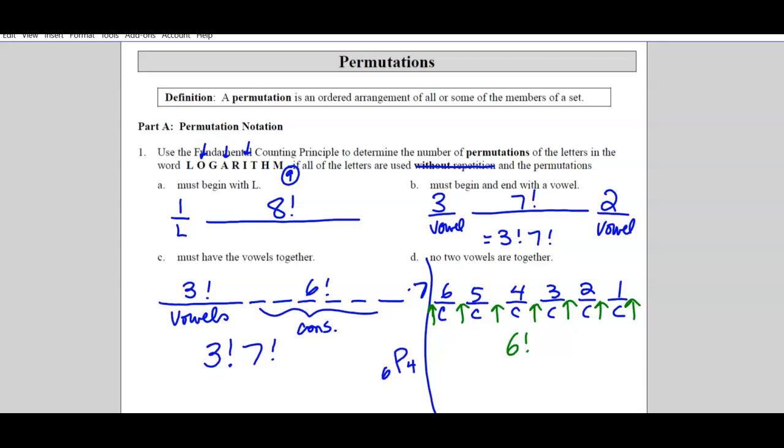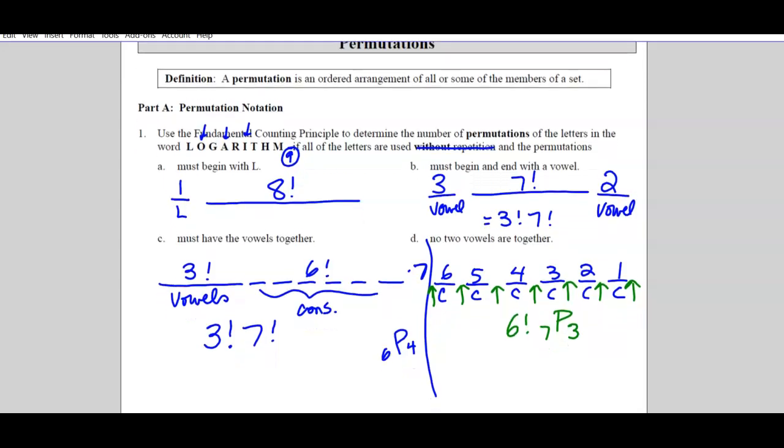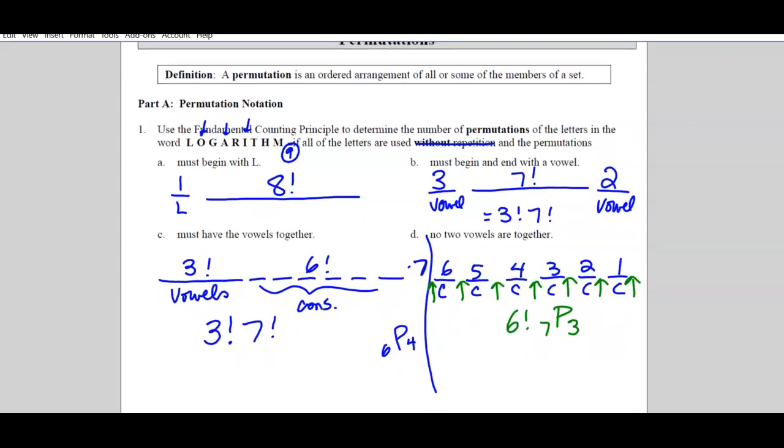So that's 6 factorial, and then 7 P 3, since there are 3 vowels. Right, and then you can calculate it if you want. So these are the consonants. We have just 3 vowels.